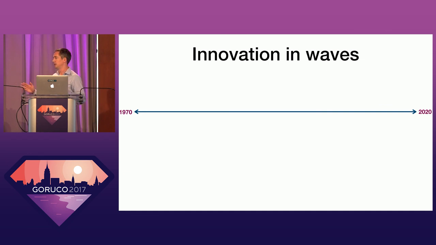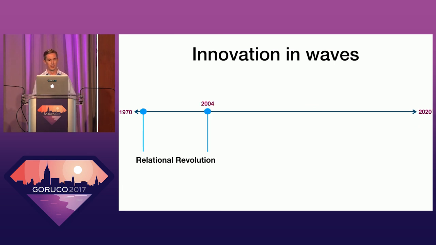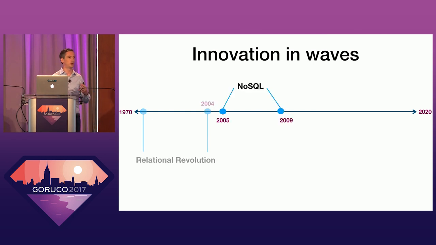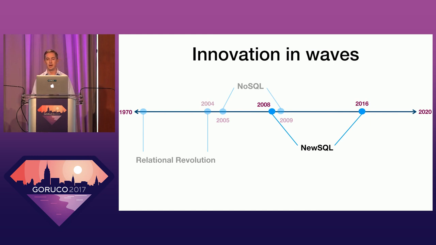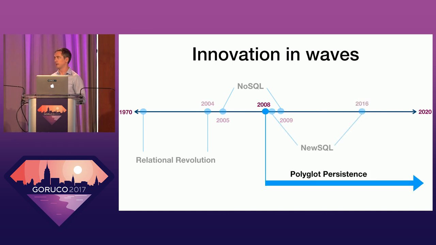So innovation in the database community, I think, happens in waves. So for this, I've got 1970 and I've got 2020 because that's kind of my event horizon right now, for reasons. Basically from 70 to 2004, you had the relational revolution, right? This took a little over three decades. And then we had NoSQL. And really the goal initially with NoSQL was about scale. How do we achieve scale? And now NewSQL, because hey, let's not make the trade-offs. But I don't think NewSQL is going to dominate the entire scene. I think we've actually been in the age of polyglot persistence since about 2008, and it's going to continue.